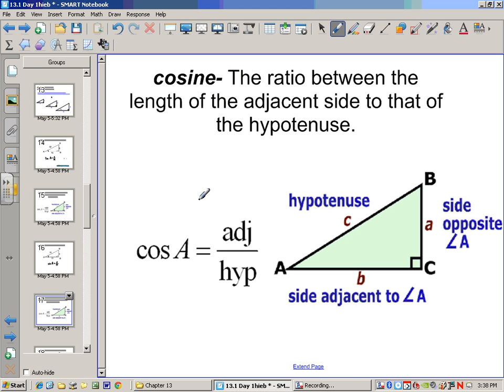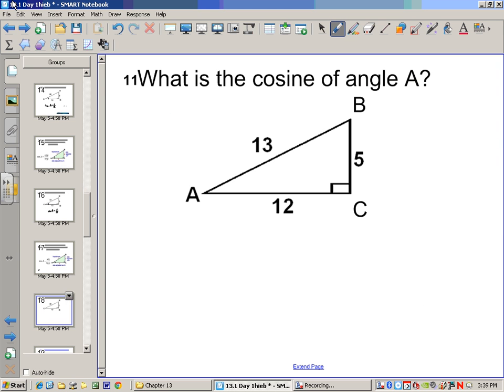Now we have another ratio, which is cosine. This is the ratio between the length of the adjacent side and that of the hypotenuse. So in this situation, the cosine of A would be B over the hypotenuse, which would be C. So the cosine of A would be adjacent, which is 12, over our hypotenuse, which is 13.